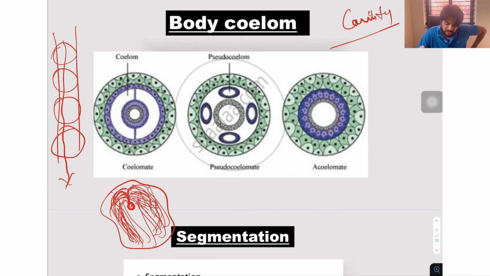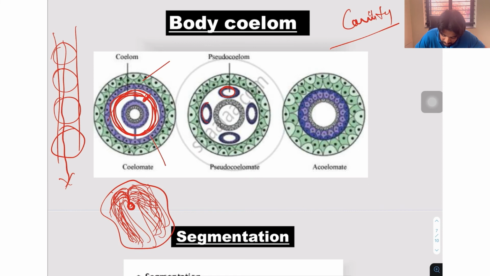Then how is this coelom formed? See here, coelom is nothing but this: an organism has outer ectoderm, inner endoderm, whereas the middle mesoderm is broken down, or there is a gap between inner endoderm and middle mesoderm. There is a fluid filled gap between inner endoderm and middle mesoderm. If this gap is present, such organisms are called coelomic animals.